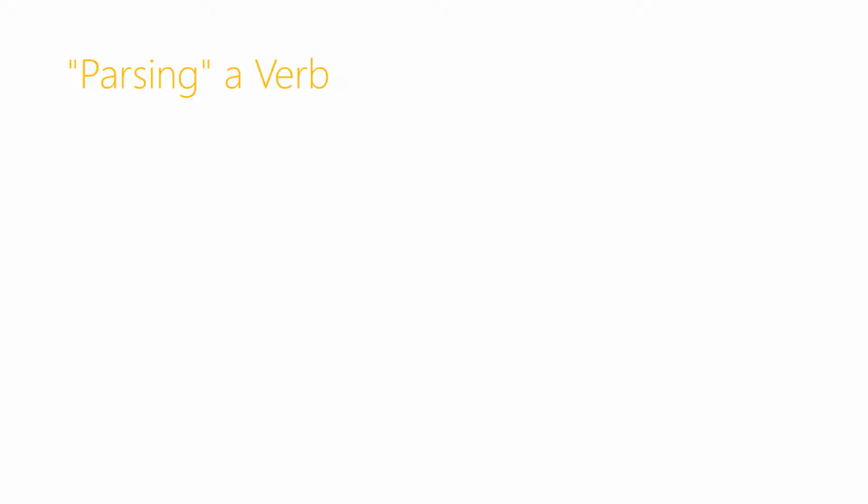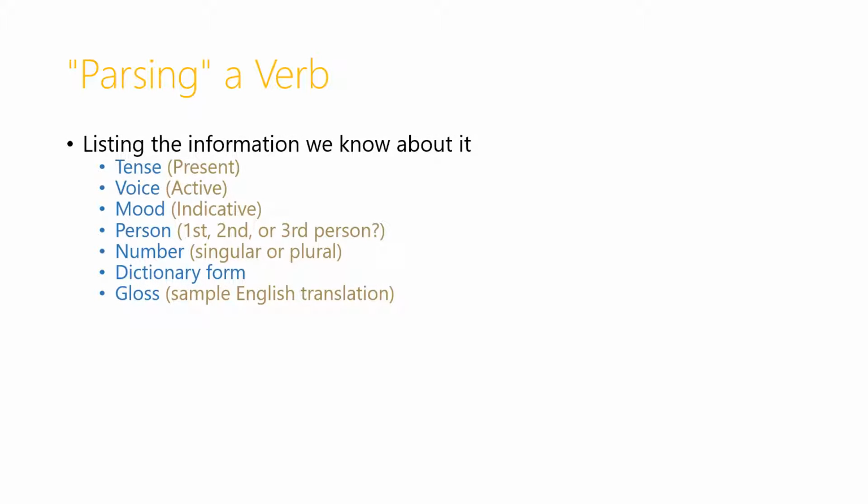How do we describe a verb? Well, we parse it. Parsing a verb means listing all of the information that we know about it. So we give the tense, for example, present. We give the voice, for example, active. We give the mood, for example, indicative. We give the person, first, second, or third person. We give the number, singular or plural. We give the dictionary form of the verb, and we give a gloss, a sample English translation.